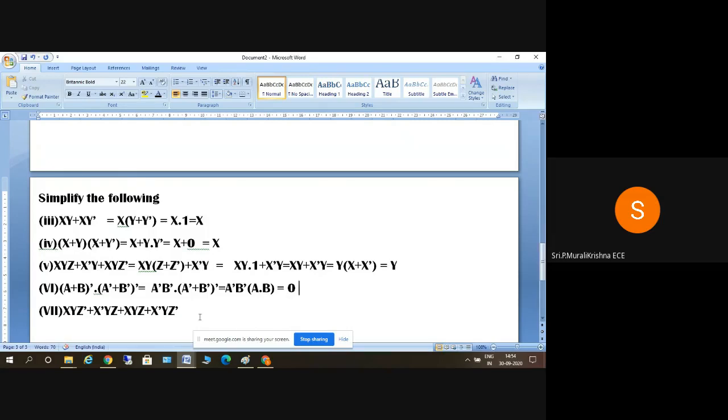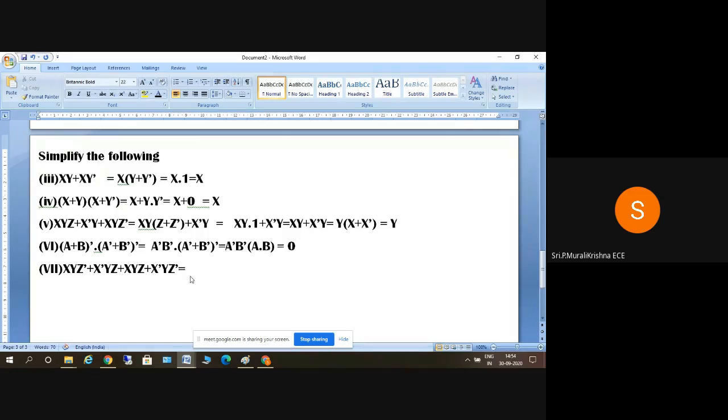Okay, and the next one. So this is a simplification. We can take the common terms here as xy. So xy into z plus z bar, because xy is common for this one and this one, and x bar y is common for this one and this one. So plus x bar y is taken as common, and we can take it as z plus z bar. So z plus z bar is equal to 1.